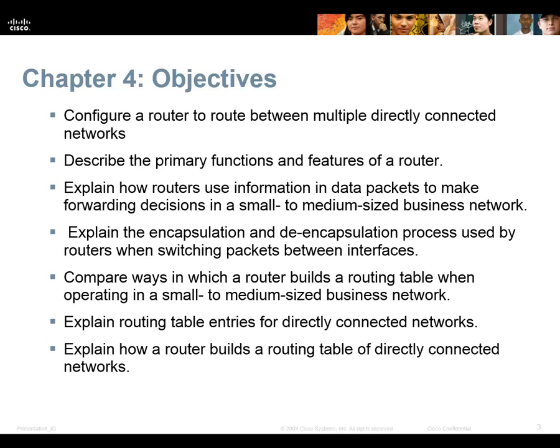So I know this is a bit of a recap, but you all know what a router does. It routes. It routes between multiple directly connected networks. We'll talk about the primary functions of a router, how routers use information and data packets to make forwarding decisions. We'll explain encapsulation and decapsulation. They say de-encapsulation, but I just honestly don't like that word. I've said decapsulation forever, and I'm going to continue. But so you'll know, Cisco likes to call it encapsulation and de-encapsulation.